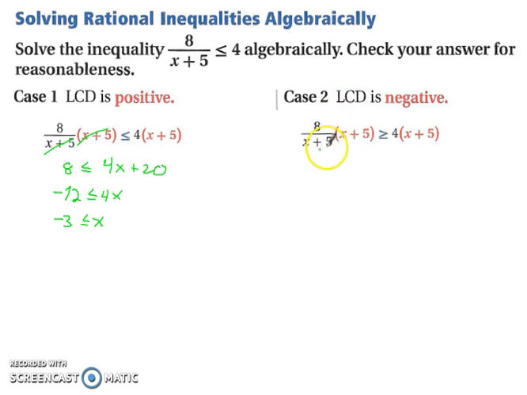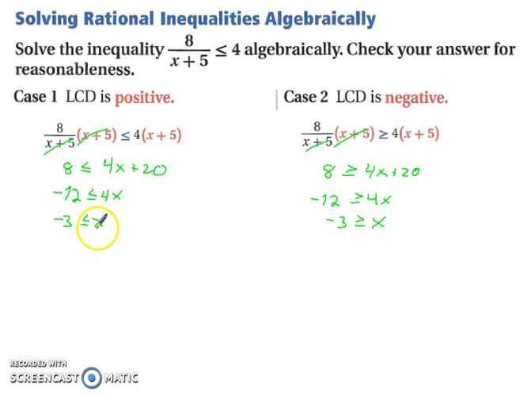So we've got the same idea. We've got 8 is greater than or equal to 4x plus 20. Subtract 20 from both sides, and you end up with negative 12 is greater than or equal to 4x. And then we divide by 4. No, it doesn't always come out this nice. But that's step 1.